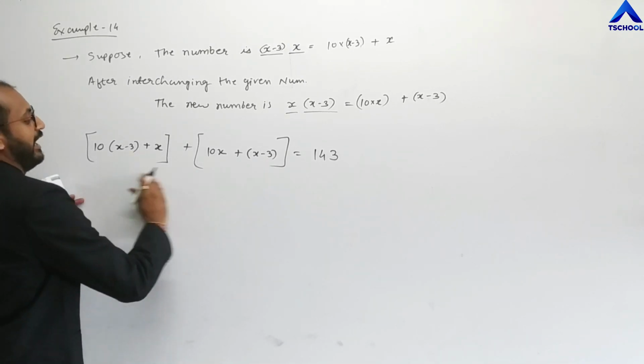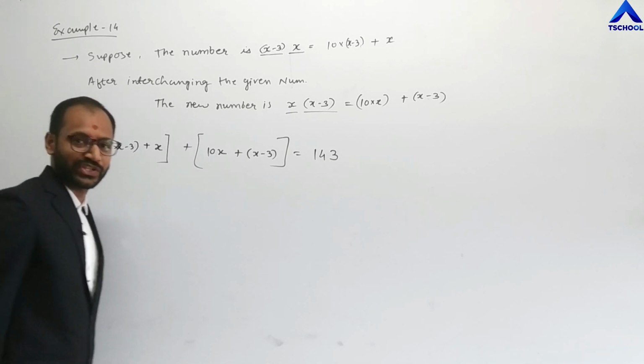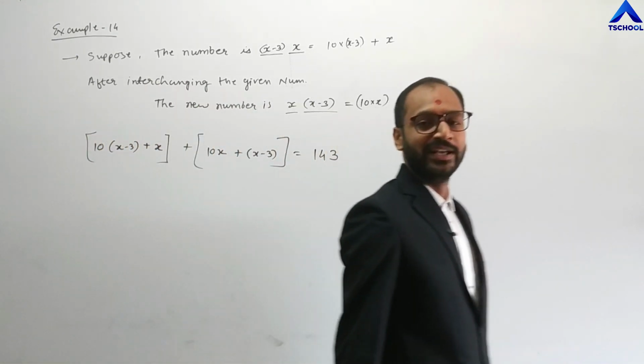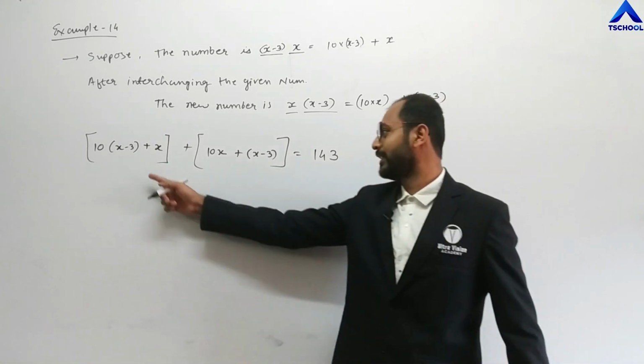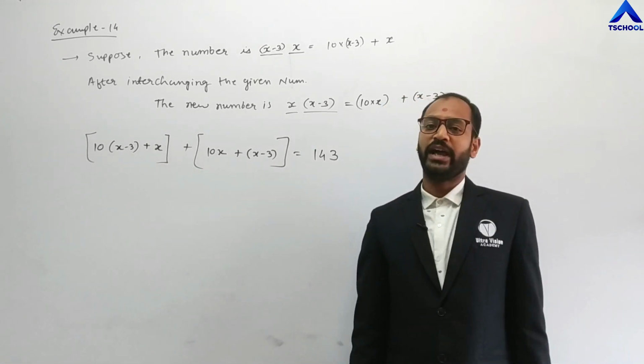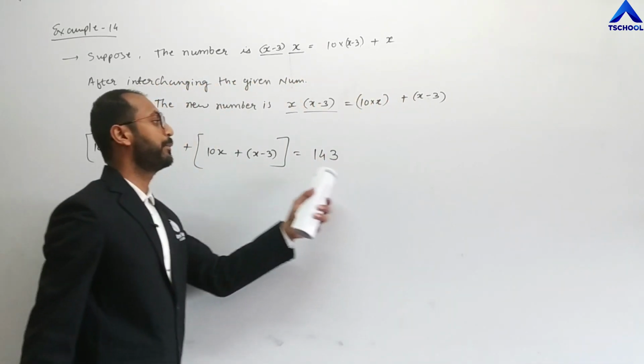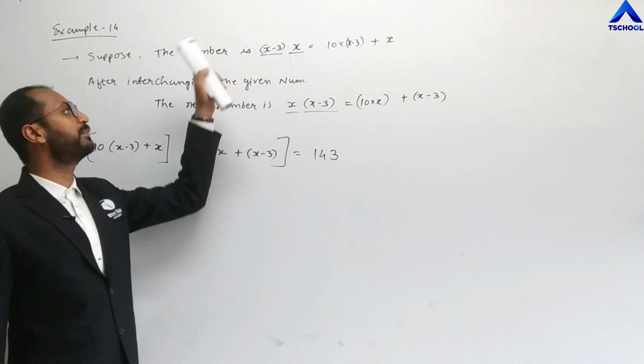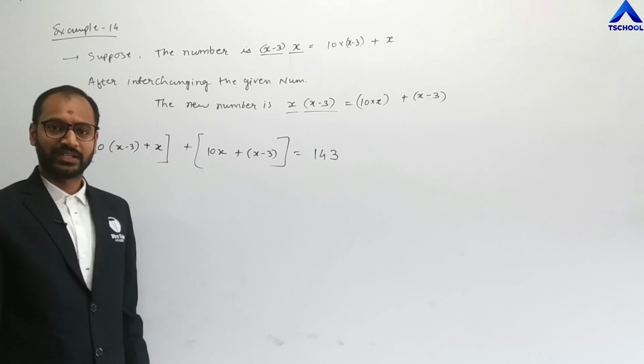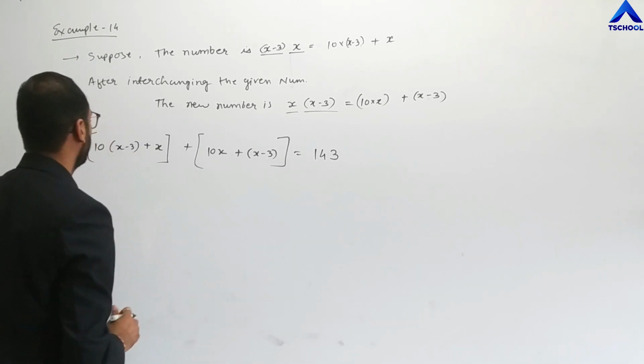Now this is an equation. This is a linear equation. We can solve it by solving this equation. We get a value of x. Clear? We get a value of x, and by putting the value of x we get the original number. Clear? So let me simplify this equation.